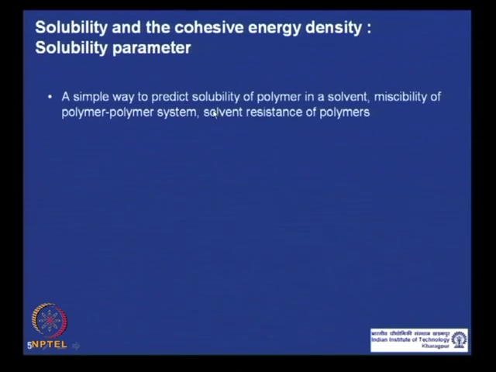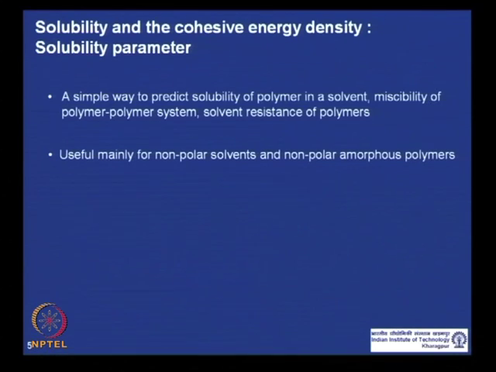This is a simple way to predict the solubility of a polymer in a solvent, and it can also predict the miscibility behavior of a polymer system. Because it can predict the solubility behavior of a polymer, it can also simultaneously detect the solvent resistance behavior of the polymer. As we will see, it is mainly useful for nonpolar solvents and nonpolar amorphous polymers. It is not very useful for polar molecules and polar solvents.